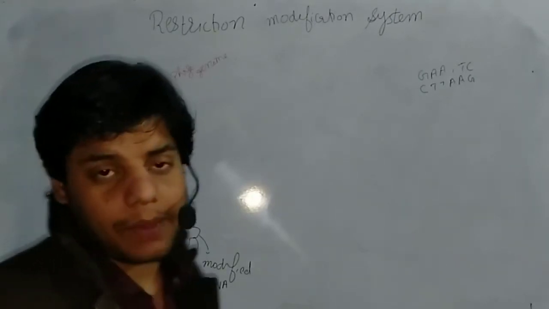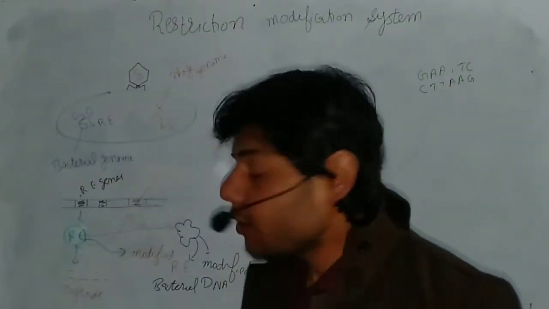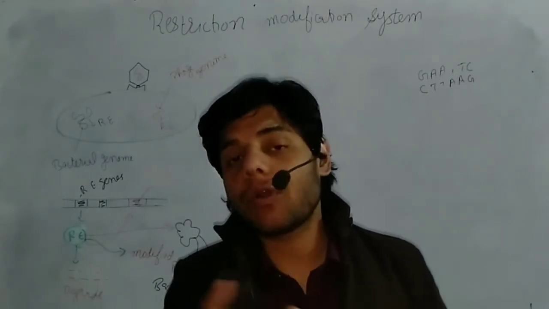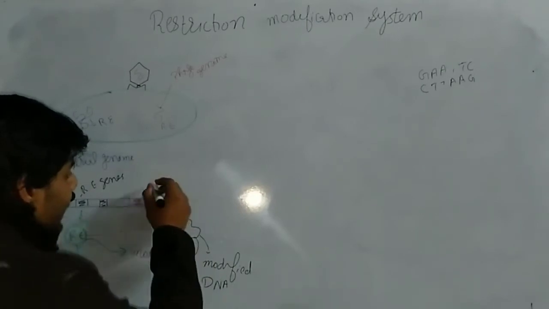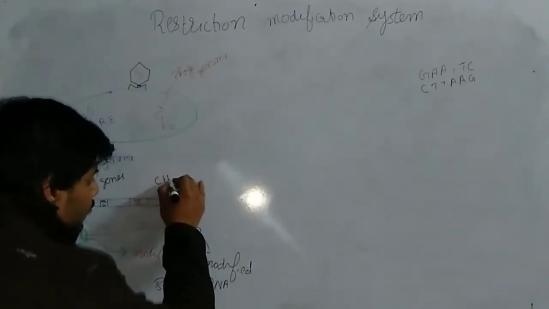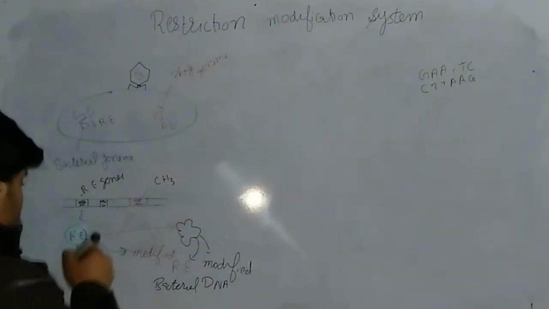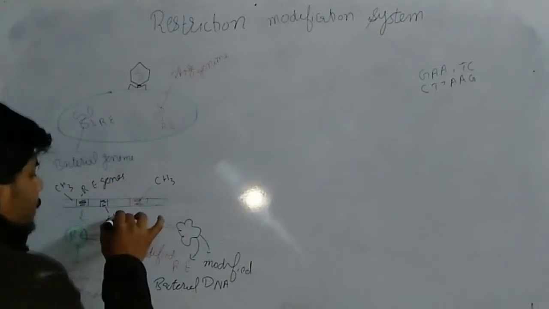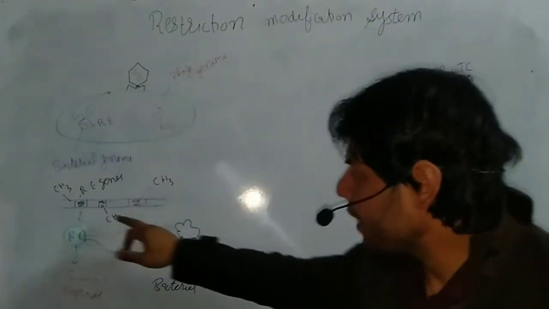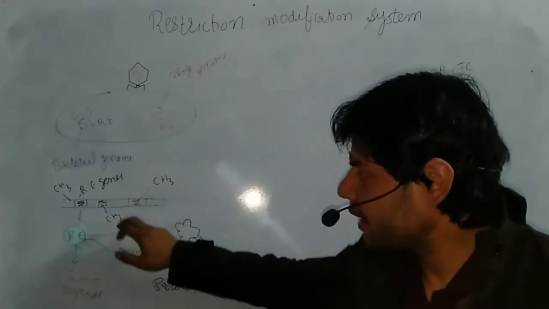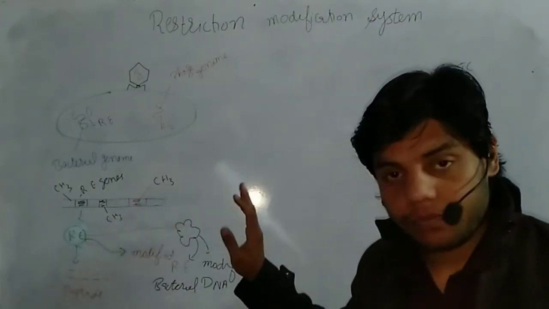How can they modify the bacterial genome? They can use an enzyme we call a methyl transferase. So they use the methyl transferase and add a methyl group here. Okay, so as you can see, now this DNA, the bacterial DNA, is tagged with a methyl group.